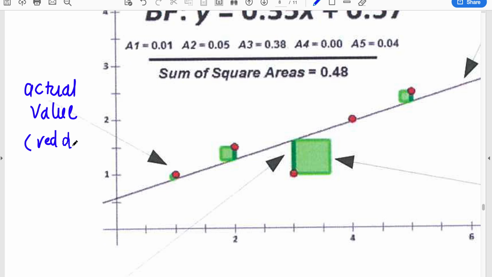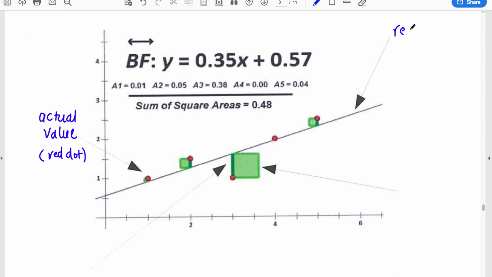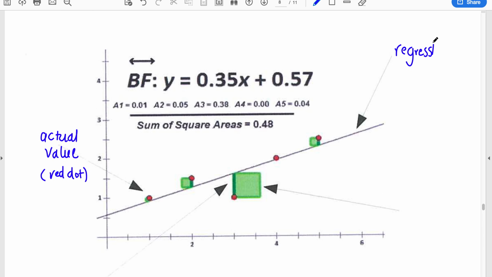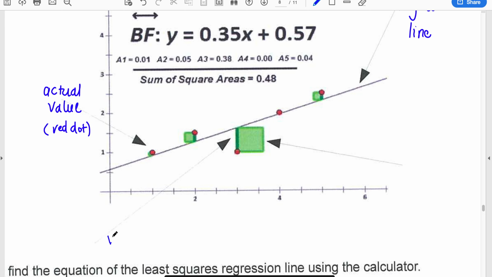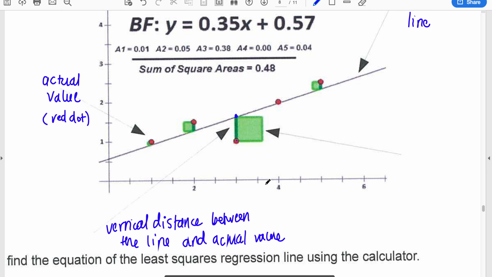I'll just explain what I'm talking about. This red dot here is an actual value. So that came from the data. Whereas this line here is a regression line. That's what we're using to model the data. So this bit here is the vertical distance between the line and the actual value. In other words, between the line and our dot, our red dot.